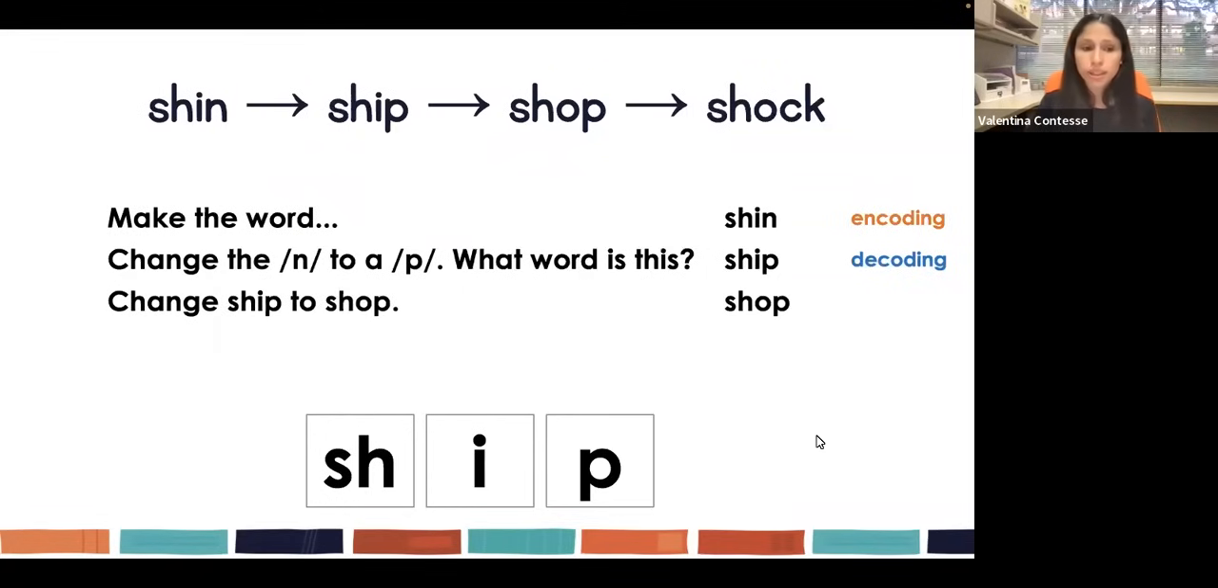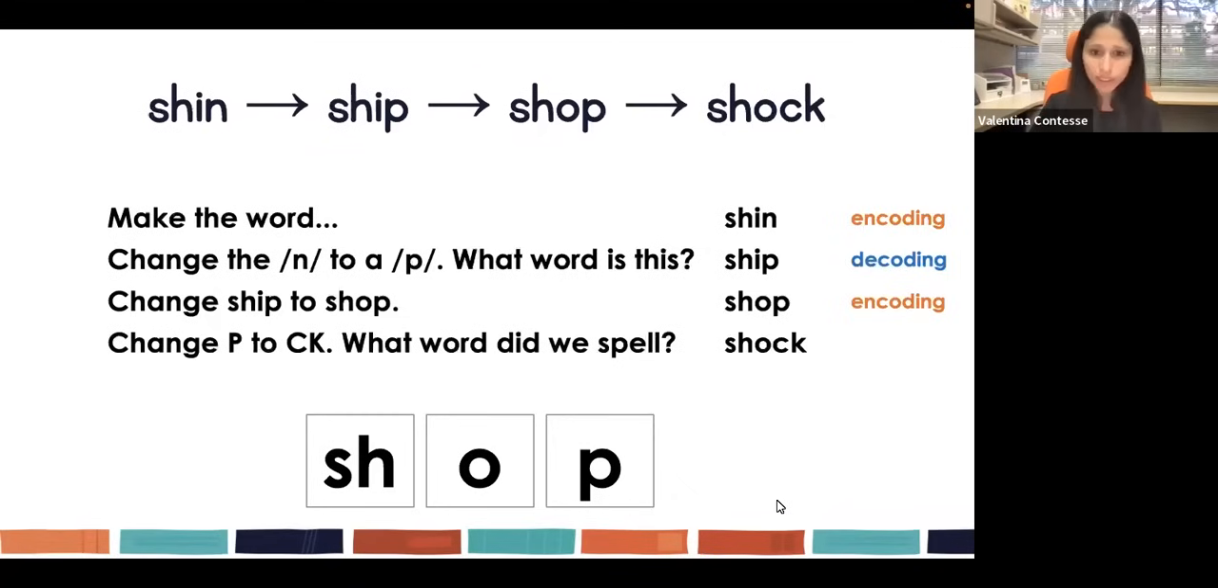Now the students are looking at the word ship, and I say, change ship to shop. So the student has to think, what's different? Ship, shop. Oh, they need to change the I to the /o/ in order to spell that new word. So they're practicing encoding. Now they have the word shop, and I say, change the P to a CK.